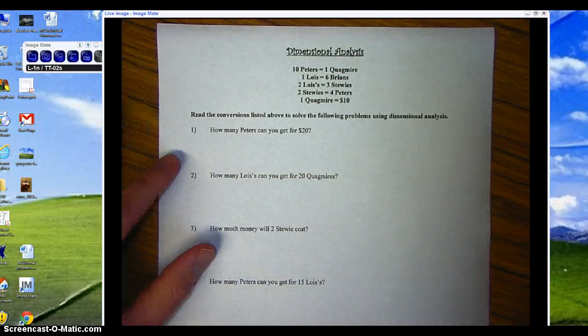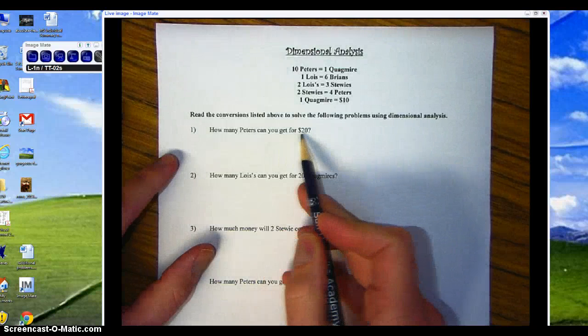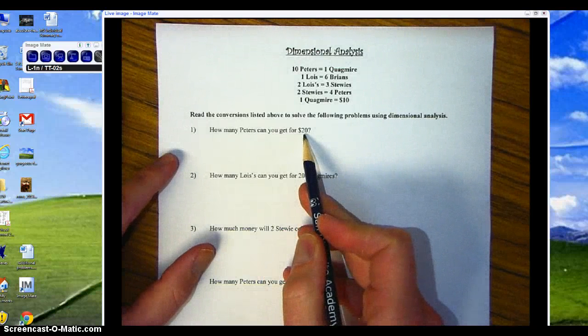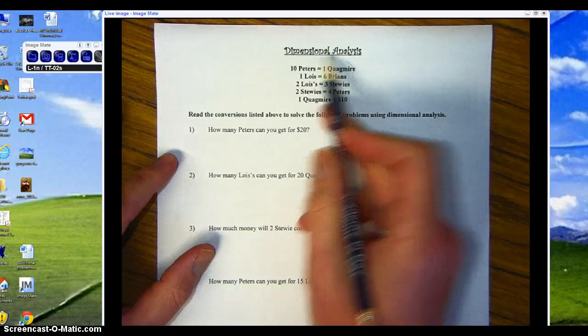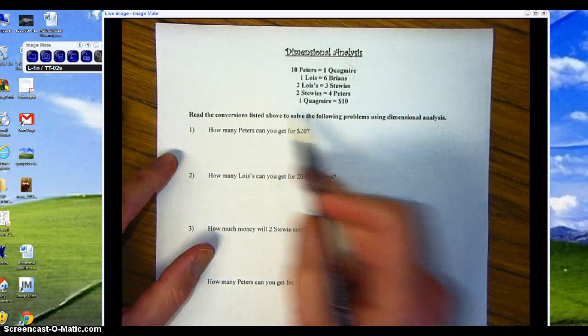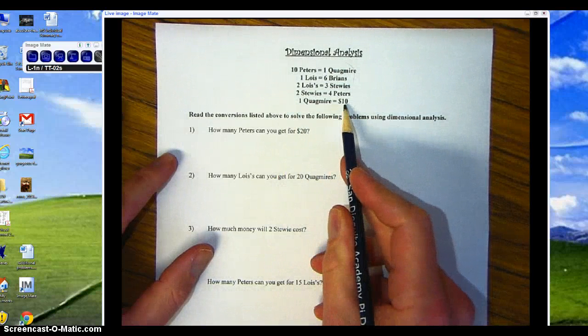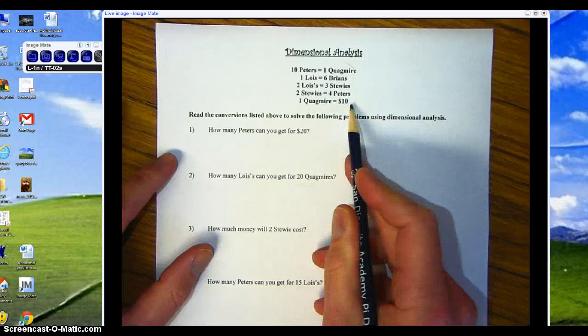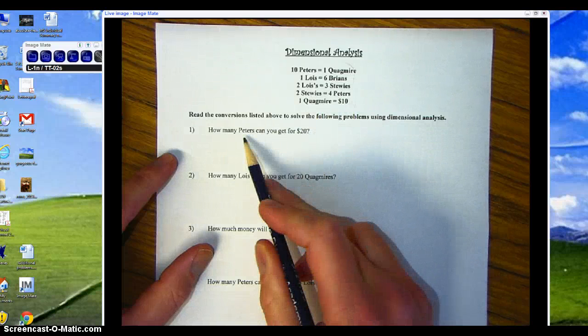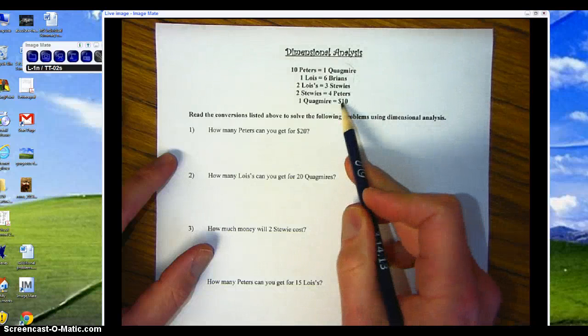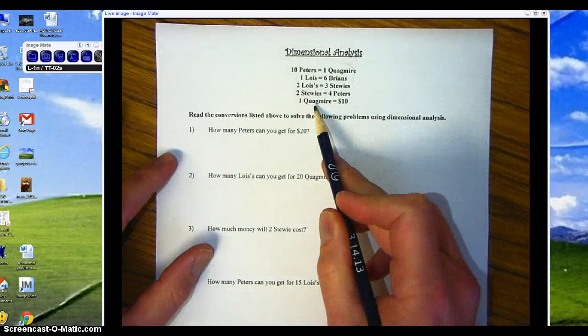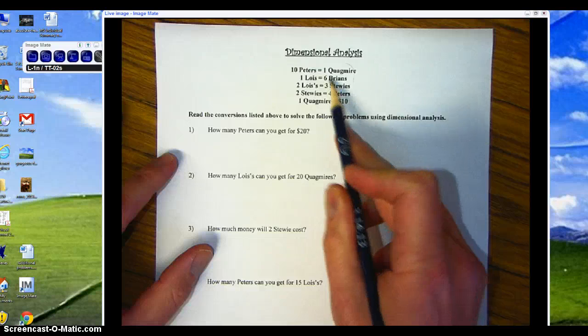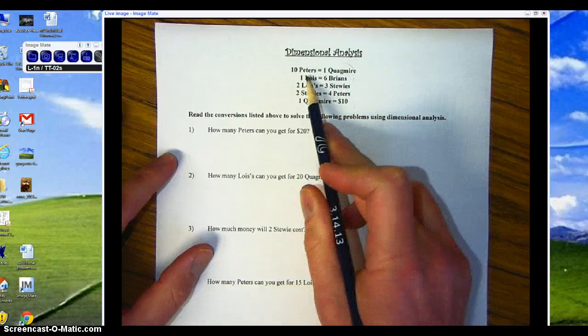So check out problem number 1. It says, how many Peters can you get for 20 bucks? Well, $20, if you look at this conversion table here, the only thing that has dollars in it converts from dollars into Quagmires. So somehow you got to get from dollars to Peters. Well, if you look at this table up here, I can go from dollars to Quagmires, and where else do you see Quagmires? Anywhere else? Right here. 1 Quagmire is 10 Peters.